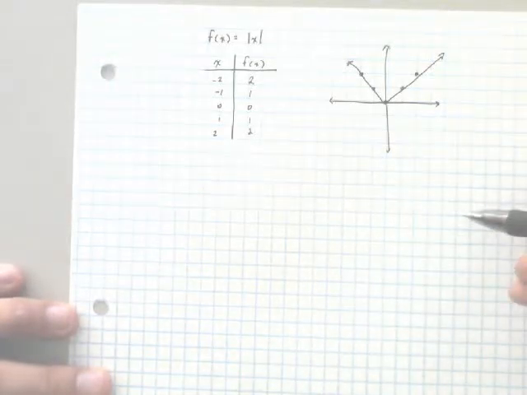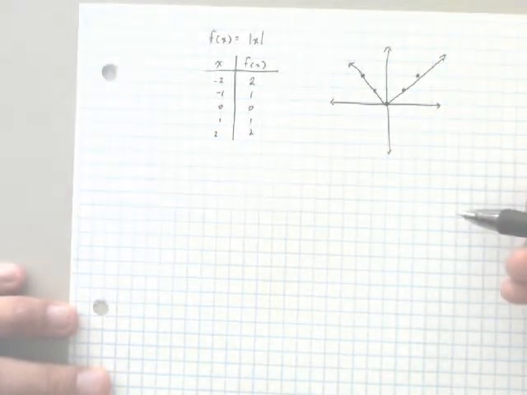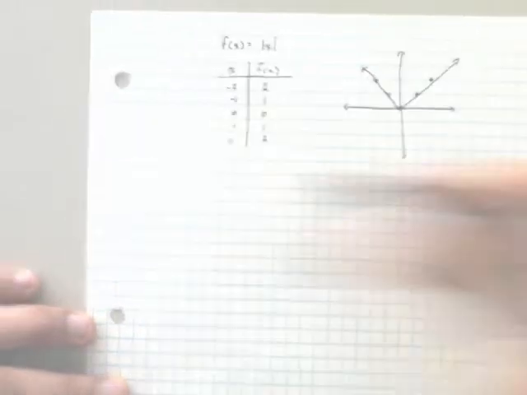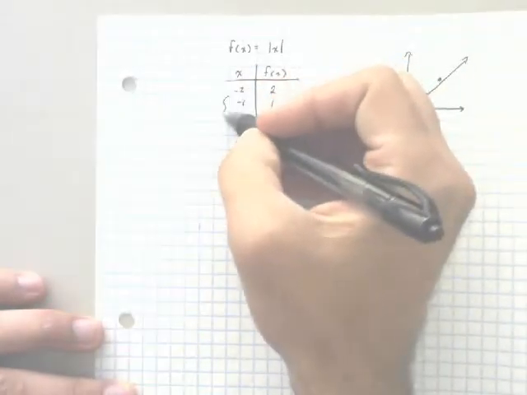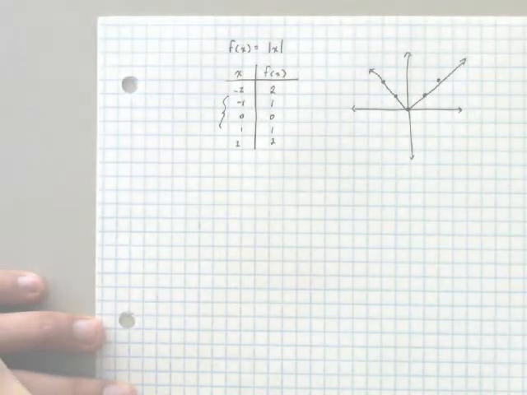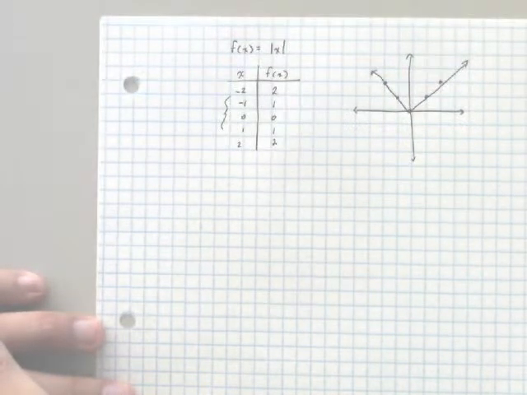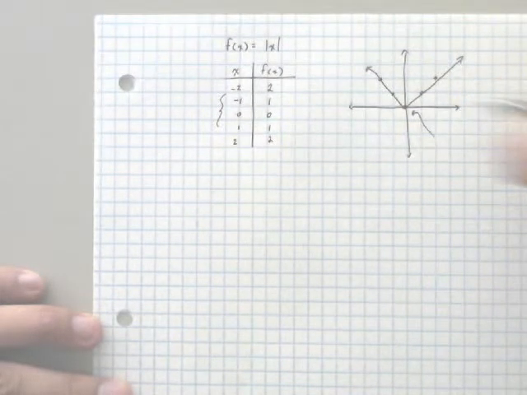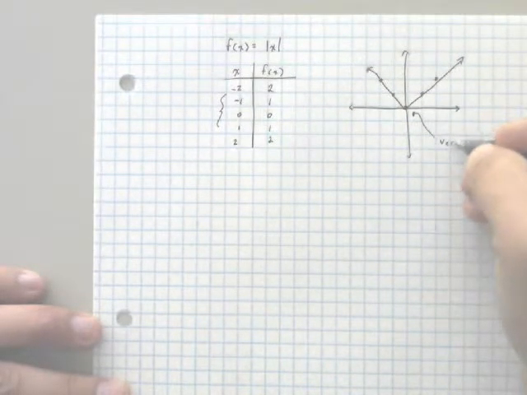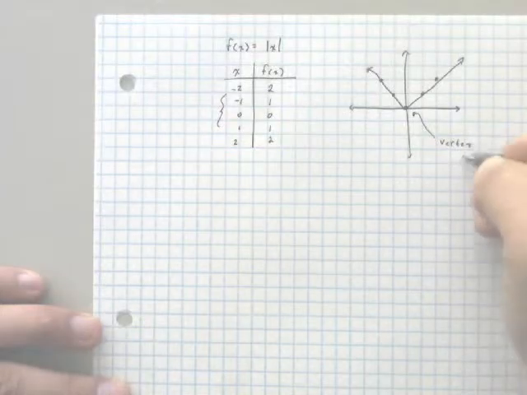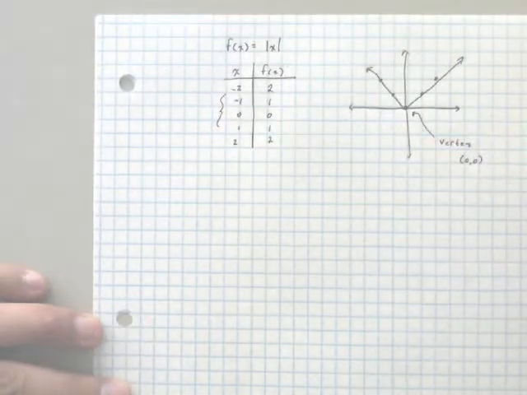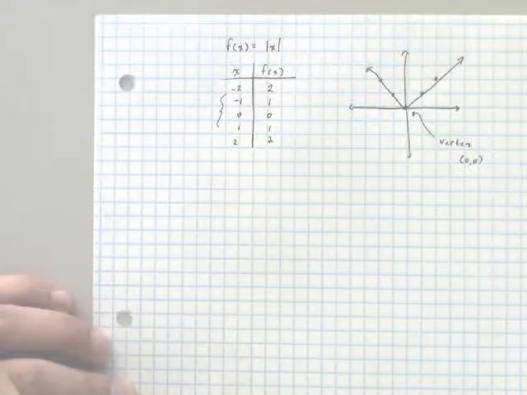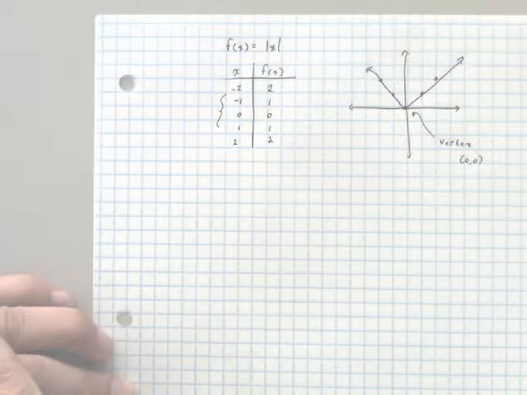Really, I only need those 3 points in the center there. So for future reference, I'm only going to use 3 values because I know that it's V-shaped, and as long as I include this unique point here, which we call our vertex, which in this case is 0, 0. As long as I include my vertex in my table and go 1 point to the left and 1 point to the right, I have a good idea of what that V is going to look like.